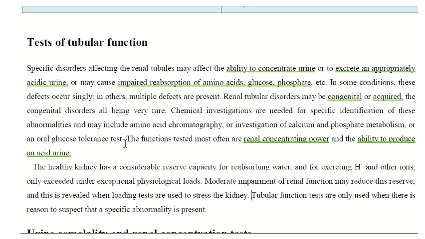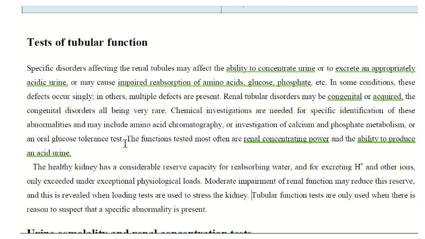The healthy kidney has a considerable reserve capacity for reabsorbing water and for excreting hydrogen and other ions, only exceeded under exceptional physiological loads. إذن تتمتع الكلية السليمة بقدرة احتياطية كبيرة لإعادة امتصاص الماء ولإخراج الهيدروجين والأيونات الأخرى، يتم تجاوزها فقط تحت الأحمال الفيزيولوجية الاستثنائية. Moderate impairment of renal function may reduce this reserve, and this is revealed when loading tests are used to stress the kidney. إذن قد يؤدي ضعف معتدل في وظائف الكلى إلى تقليل هذا الاحتياطي، ويتم الكشف عن ذلك عند استخدام اختبارات التحميل للضغط على الكلى.